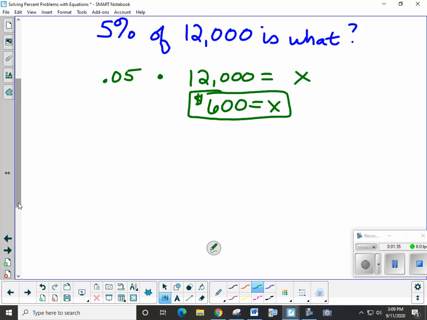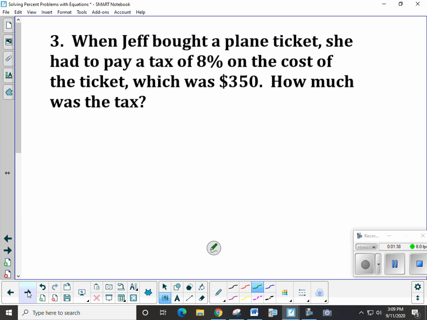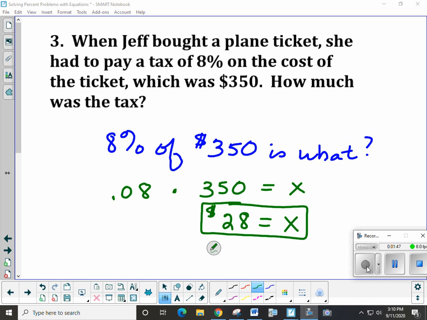Okay, I think I have one problem per page here. So I want you to pause the video and try this problem. It's very similar to the car problem. All right, so I translated it to a shorter sentence. 8% of 350 is what? You could also have reversed the order and said, what is 8% of 350? That would just move your equals X to the beginning of the equation instead of the end. But you should have gotten $28 for the tax on the plane ticket.